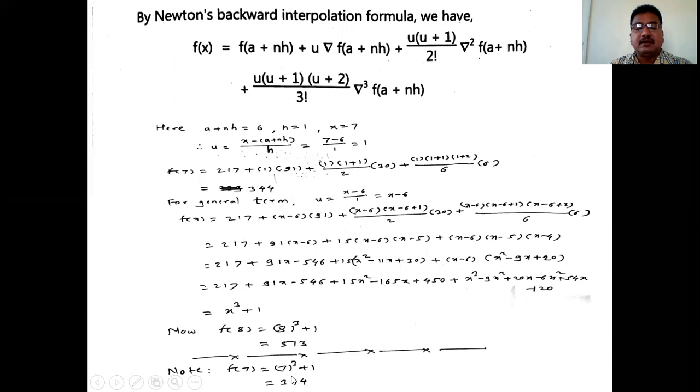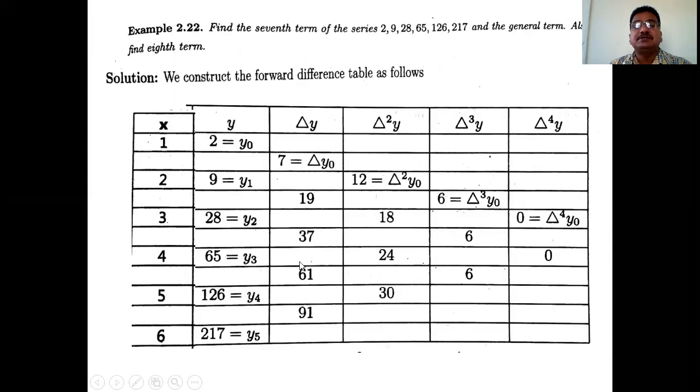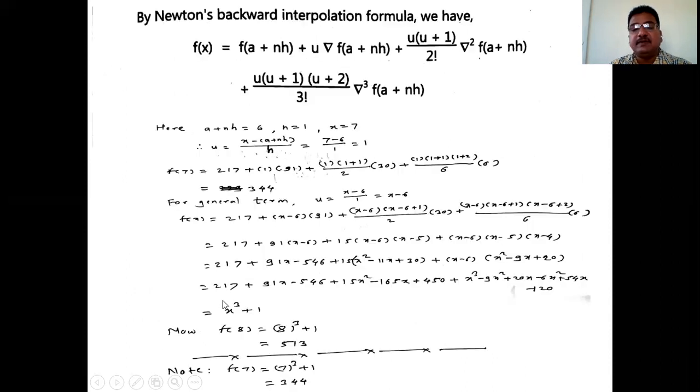Note that f(7) is 7 cube plus 1, that is 344. So we can tally our answer by substituting the values of x and finding the values of f(x) from this table. If we substitute x equal to 5 in this formula, then we get the answer 126.